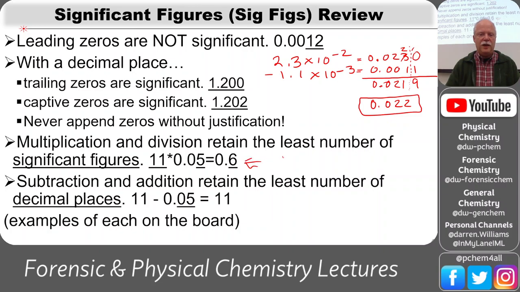Okay. Let's go ahead and do the math on this one here. This was 11 times 0.05. Okay. So that's going to be 0.055. Okay. That's the result of that multiplication. But then I have to round this to one significant figure. So that's where it becomes, did I make a mistake here? I might have. So we're going to round this to one significant figure, so I'm going to round this up. Okay, so that's going to be the 0.6. So that's where the 0.6 came from.